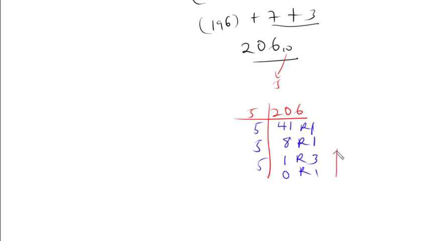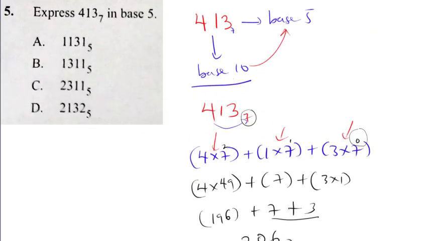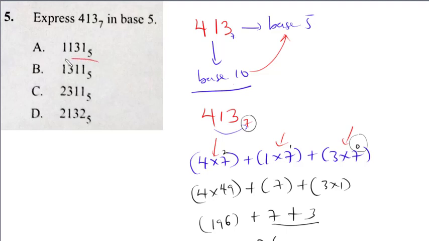We read the answer from the bottom up. So we start from here, we have 1, then we add 3, we add 1, then we add 1. So this is in base 5. So the final answer is 1311 in base 5, and that is the option B.